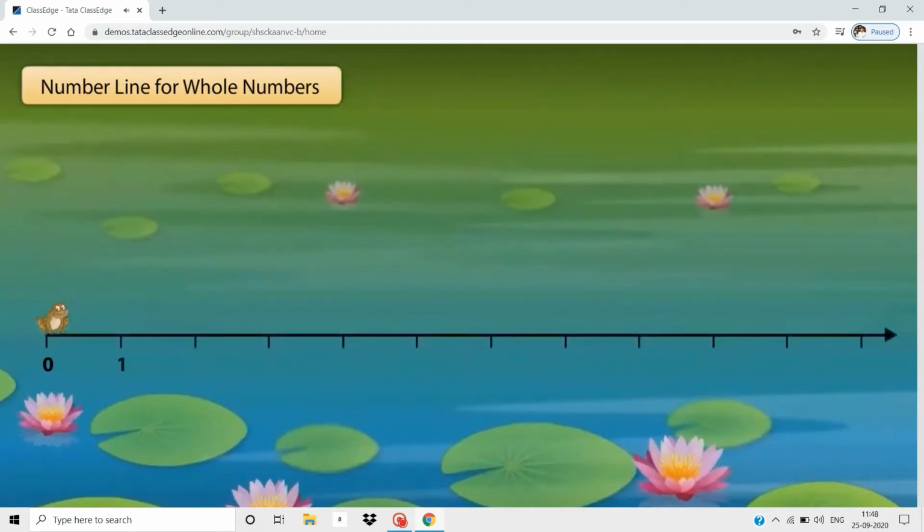Aha! My lily pads have transformed into a number line for whole numbers. Whole numbers, by the way, refer to the collection of all the counting numbers along with 0. Observe how this number line begins with 0 and progresses to the right. Each whole number is marked as a point. The distance between any two consecutive points on this number line is equal and is called unit distance.